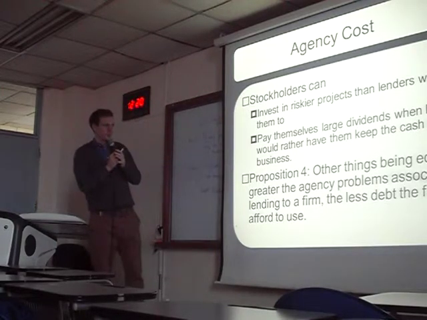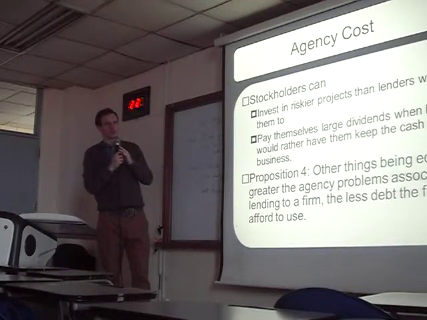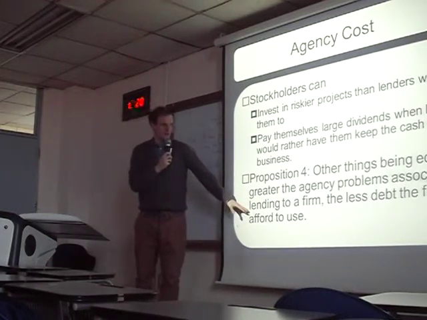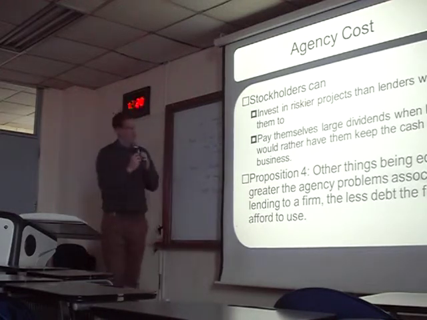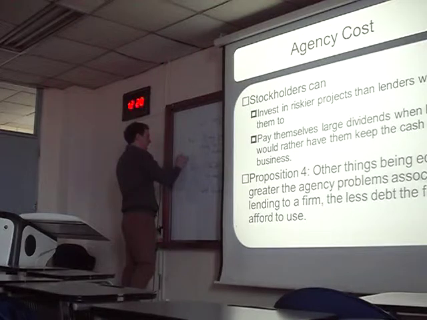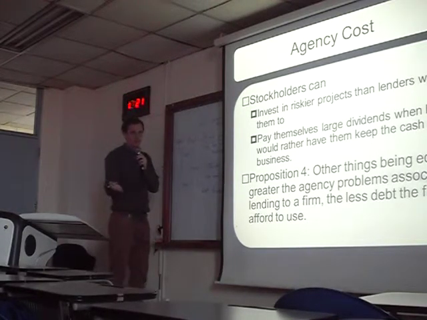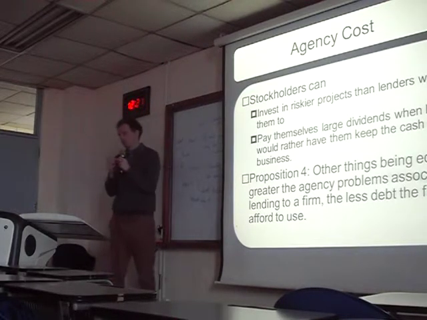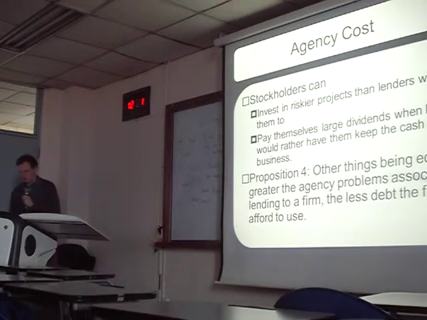Okay? So with the agency cost, we're talking about a trust cost. The more trust problems with the lenders, the less debt the firm can afford to use. If they trust them a lot, then trust is high, then the interest is low. But if the bondholders don't trust the stockholders, trust is low, then nobody wants to lend them money. So the interest rate will be high. So this is the cost, right? If the bondholders don't trust the stockholder, they're going to ask for a high interest rate, and the company can't afford to use much debt.